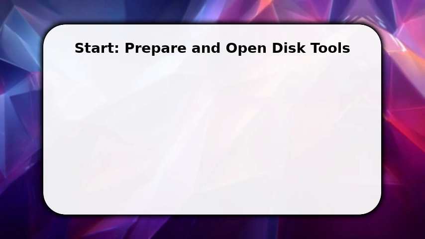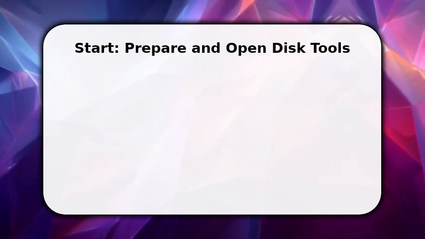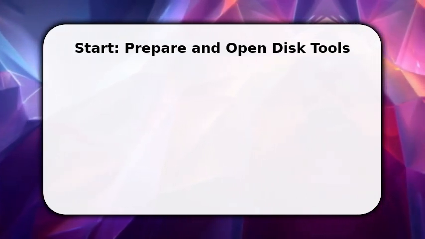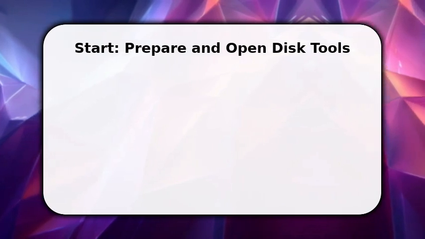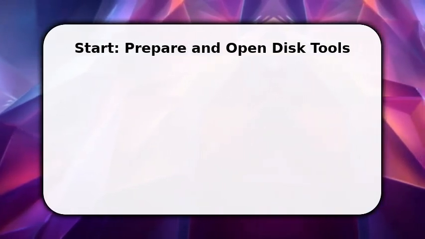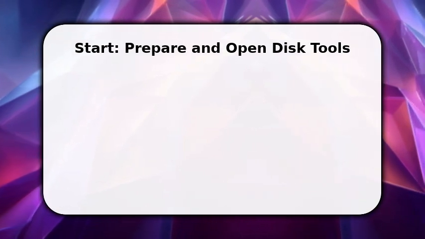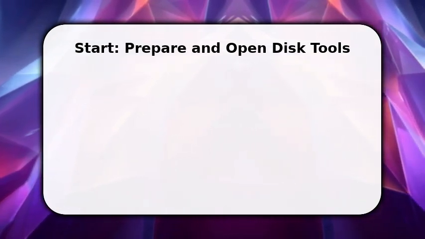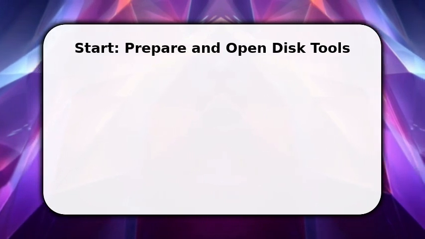Then launch the built-in storage utility, Disk Management on Windows, or About This Mac Storage on Mac OS, because these tools show volumes, total capacity, and free space. Make sure you have administrative rights if prompted. That lets you see hidden partitions and system-reserved areas.